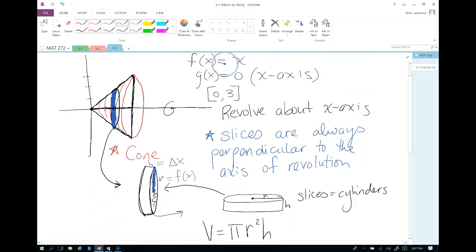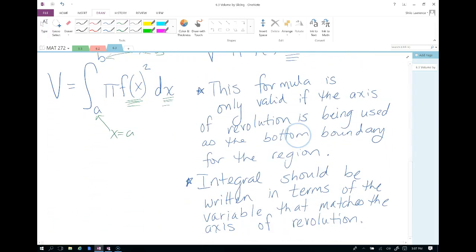So our radius function here, we were going out to the f of x equals x graph, and we want the volume that's created from 0 to 3. So our volume is going to be the integral from 0 to 3 of pi times our f of x, which was just equal to x, dx.